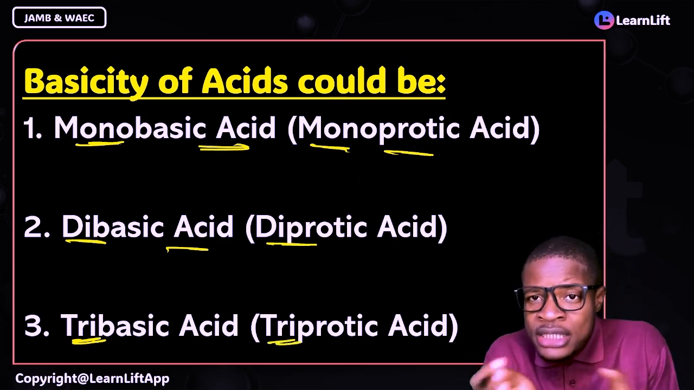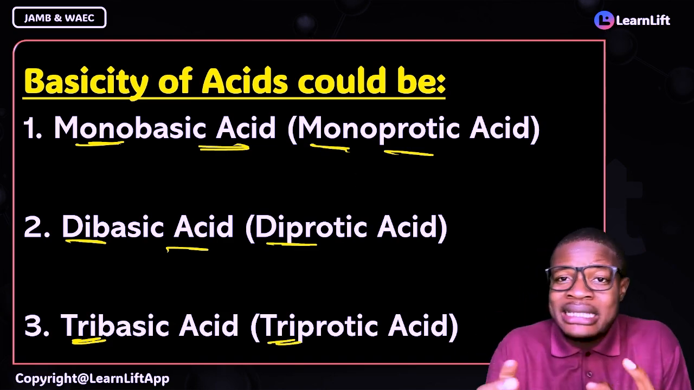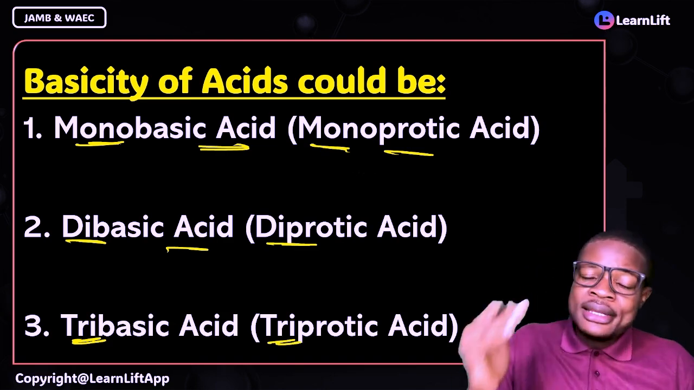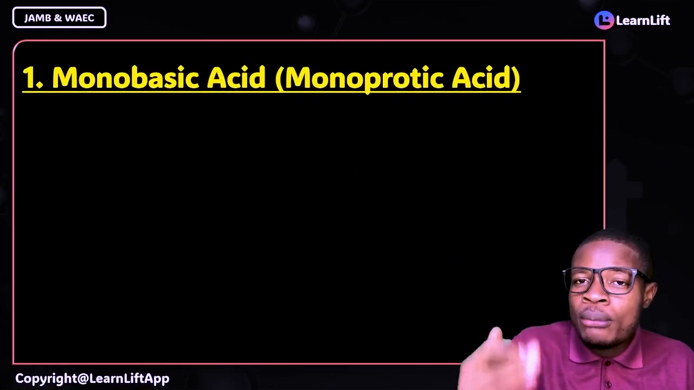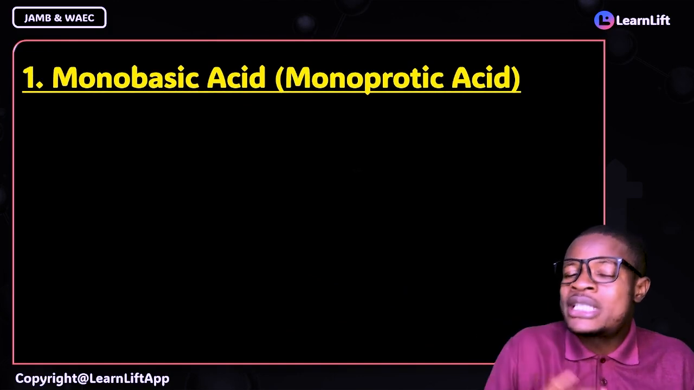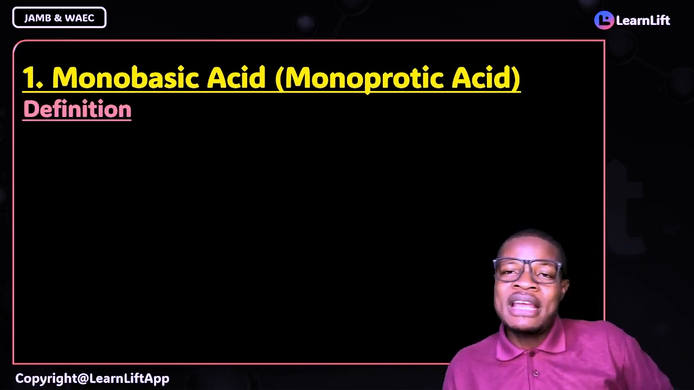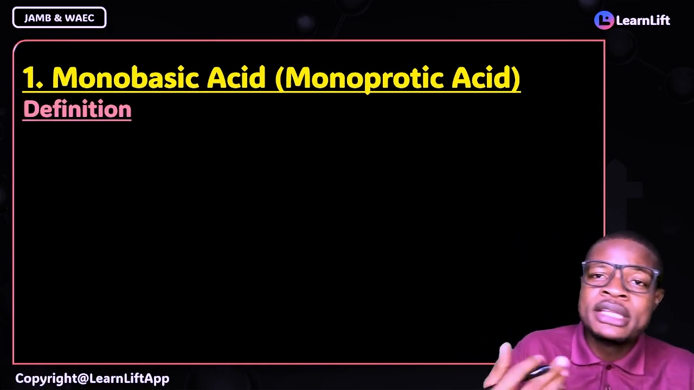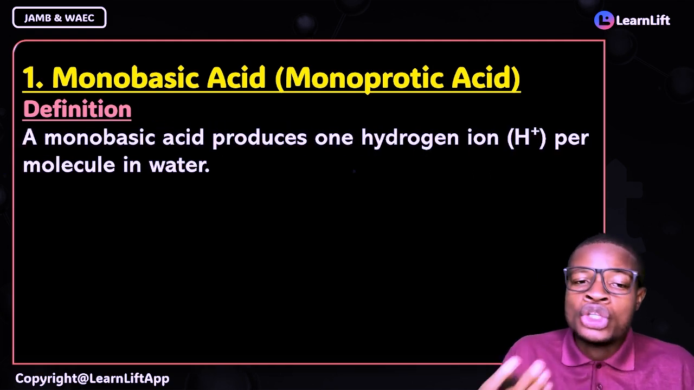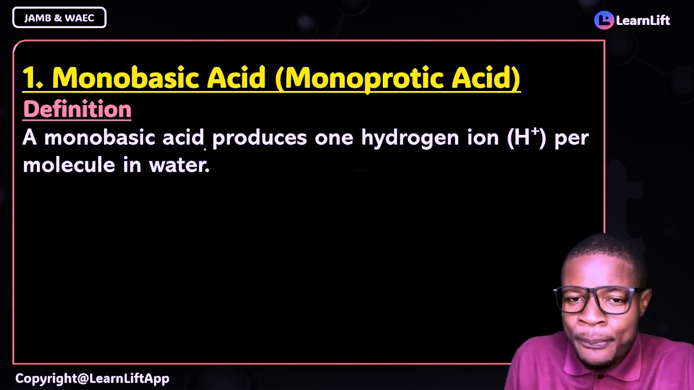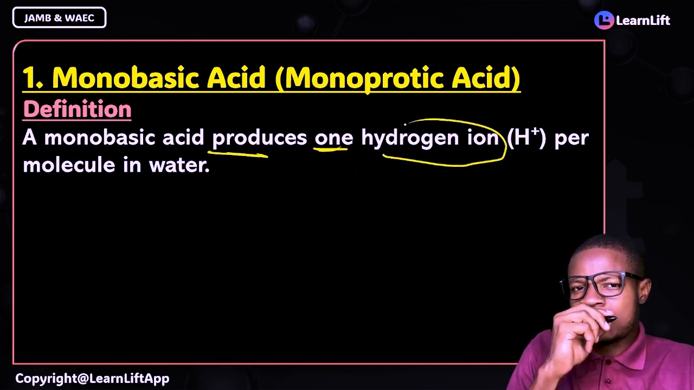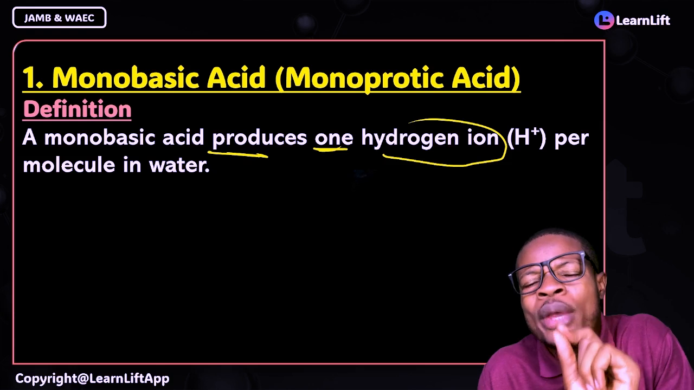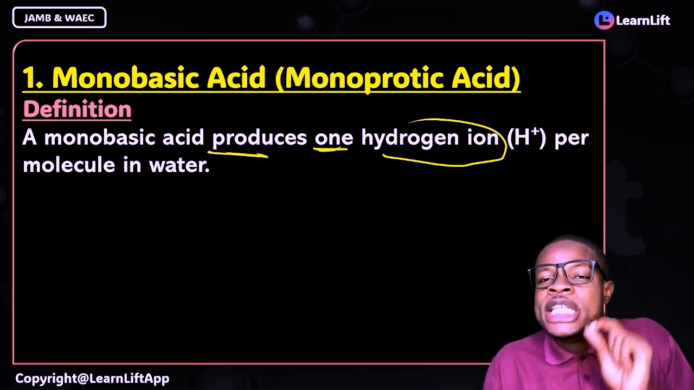So the basicity of acid, we need to understand it under these 3 headings. The first is called your monobasic acid. Another name for monobasic acid is your monoprotic acid. Now come with me, let me explain. The definition is very simple. Just know from the name mono means 1. So monobasic acid produces 1 hydrogen ion per molecule in water, or it produces what?